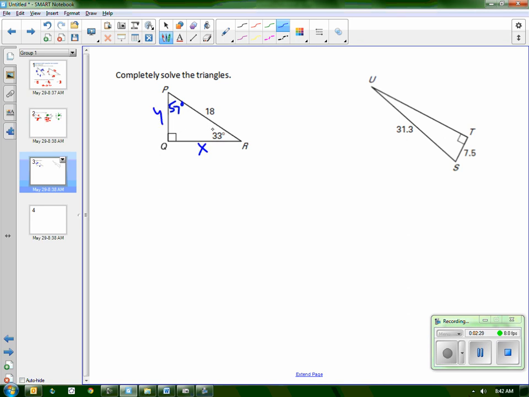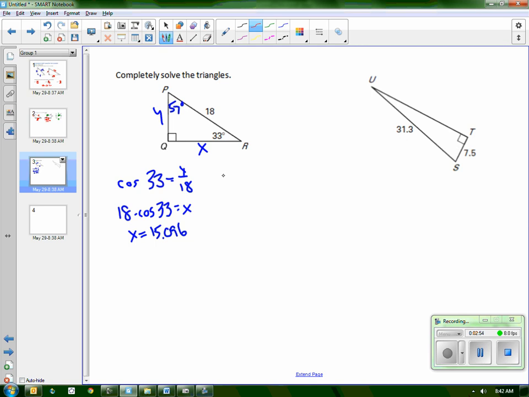To find x, I'm going to use a 33 degree angle, say the cosine of 33 is adjacent, which is x, over hypotenuse. So if I do 18 times the cosine of 33, I'll get my x, and if you type that in, you get 15.096.